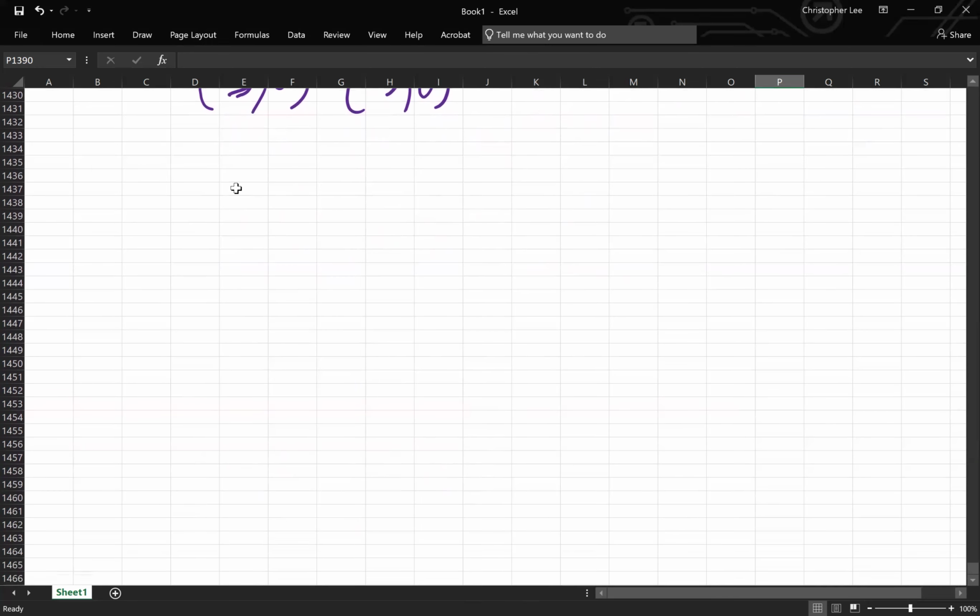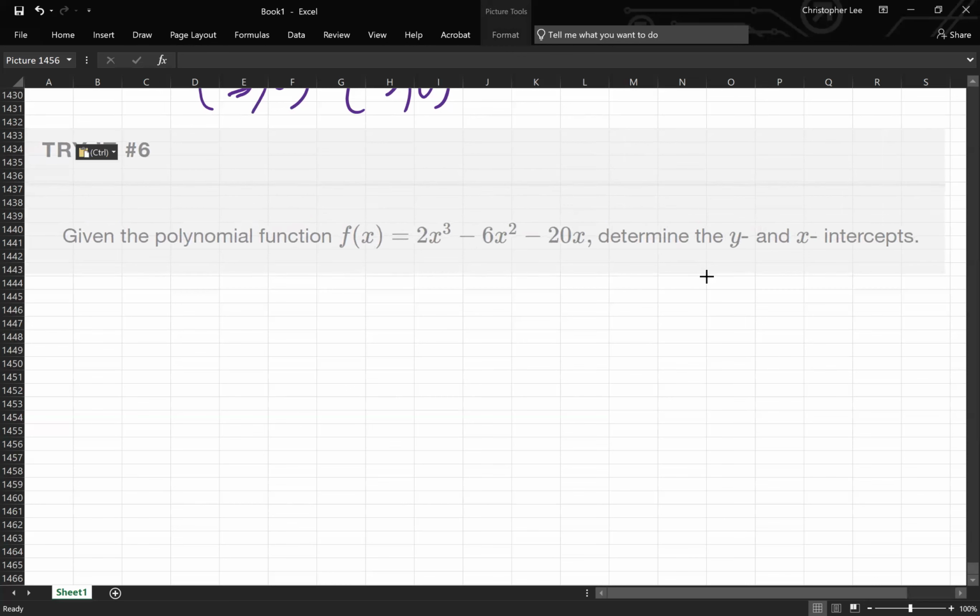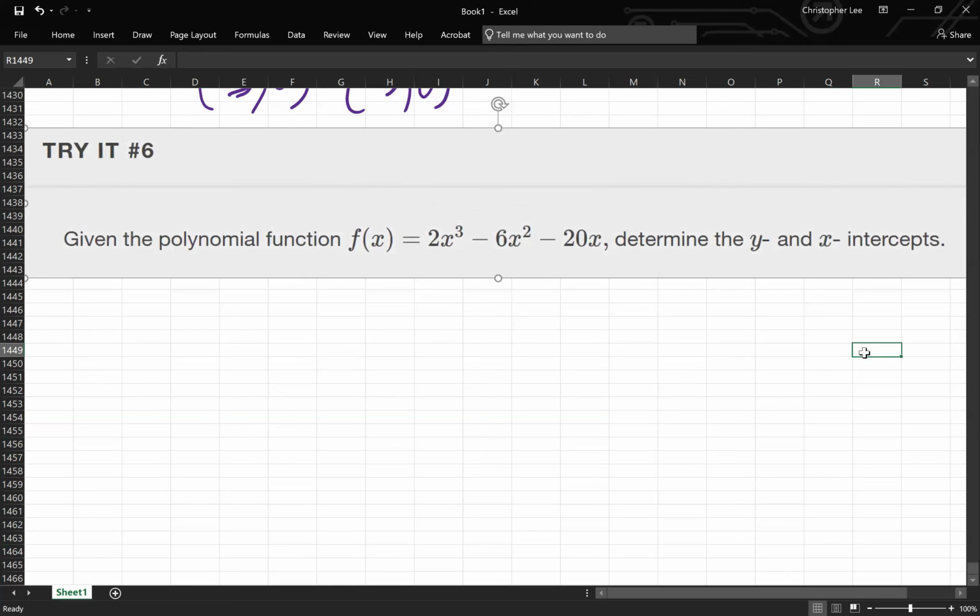Let's try another one. A little bit harder. So I just want the y-intercepts and I want the x-intercepts. So which one do we want to do first? X-intercepts. All right. So we're going to set this equal to 0. I want to factor this. What should I do first to factor this?